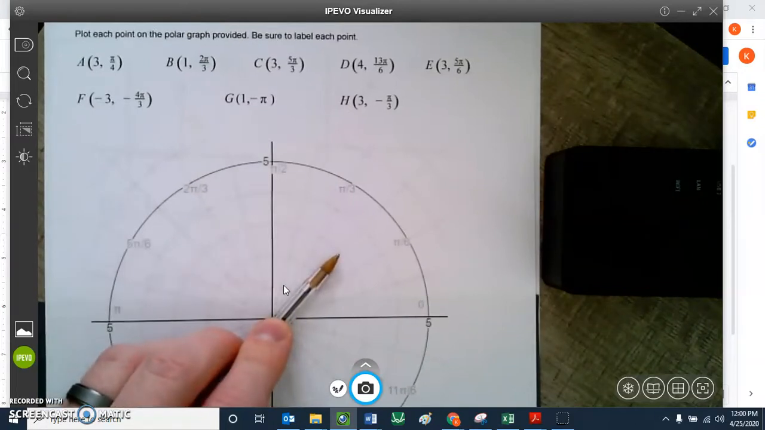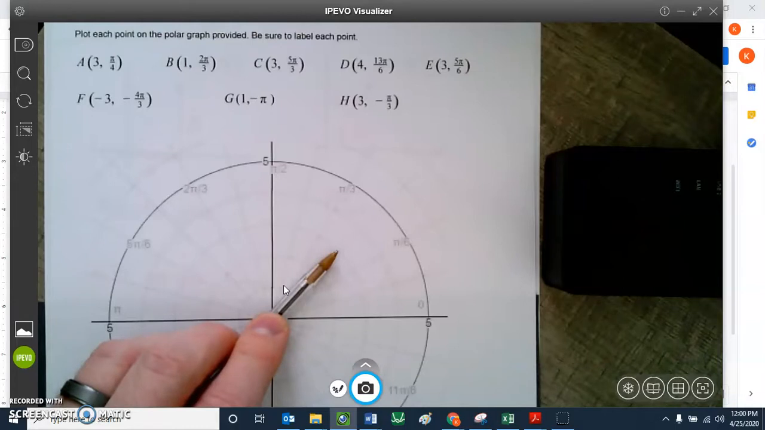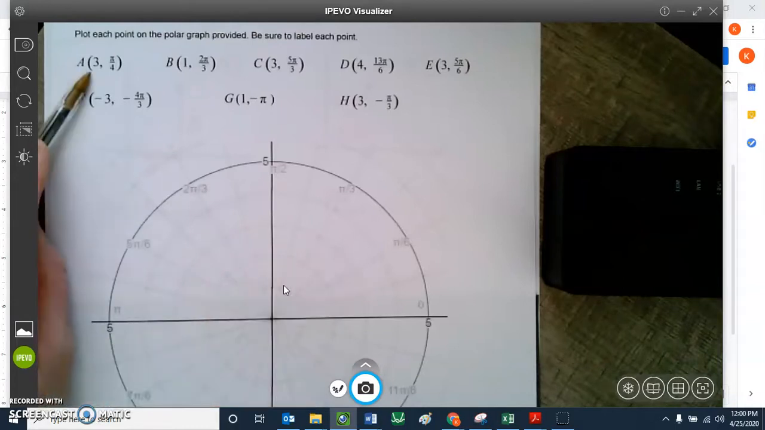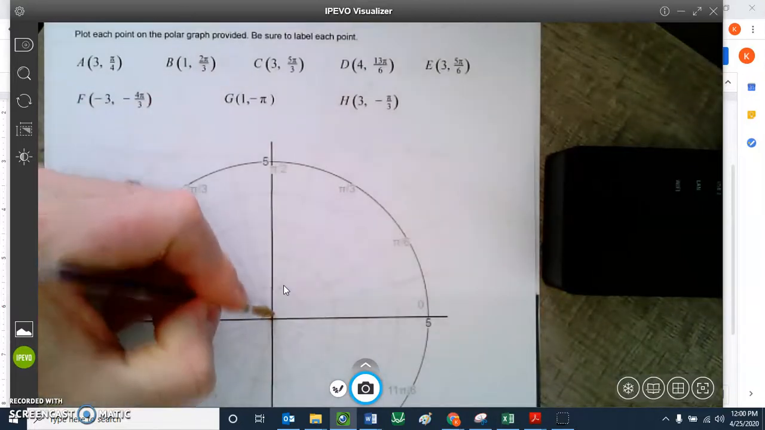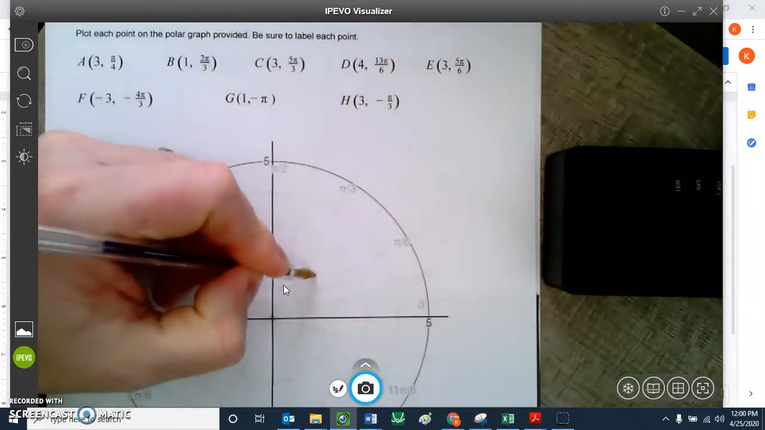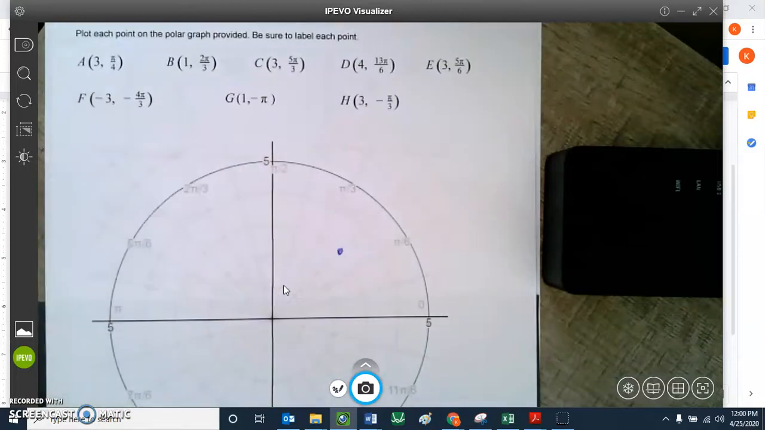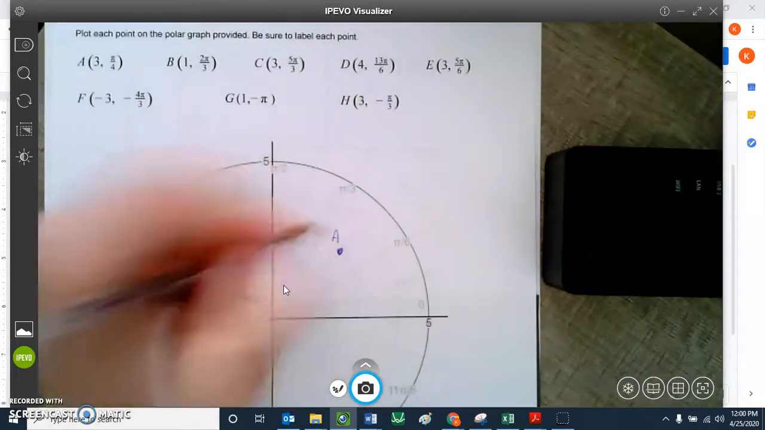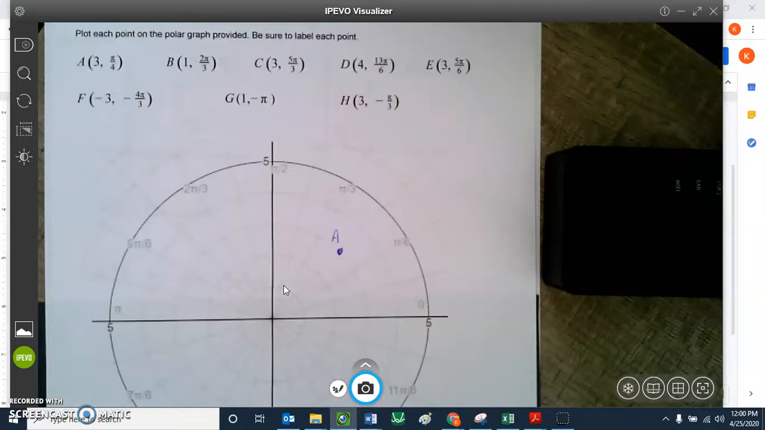But so I'm pointing at pi over 4, and then the radius, I want to go out 3 concentric circles, 3 units outward. So I'm going to go in that direction 1, 2, 3. That's where that point is. That's the point 3 comma pi over 4. That's point A.